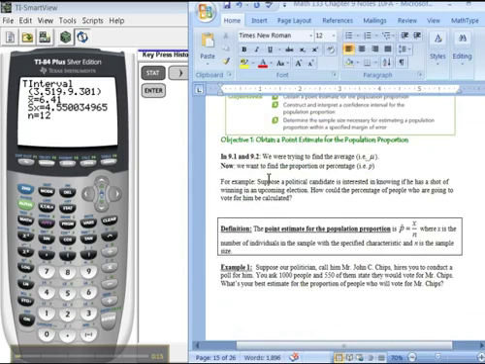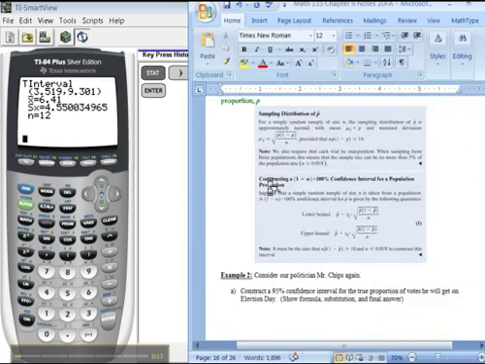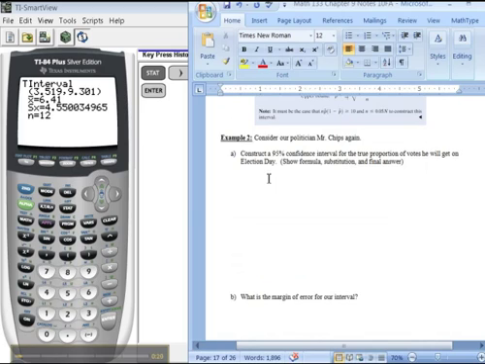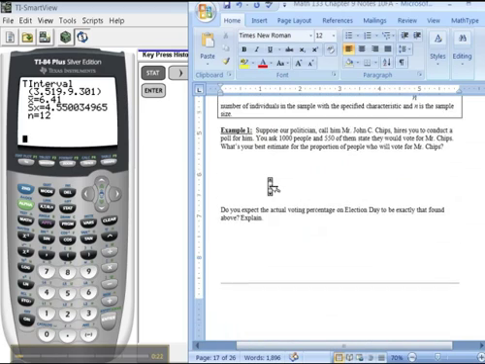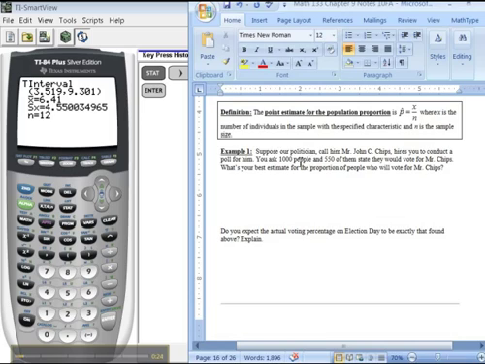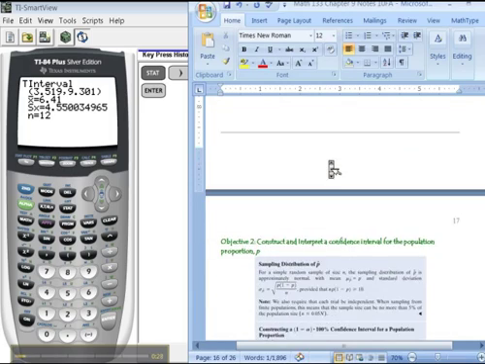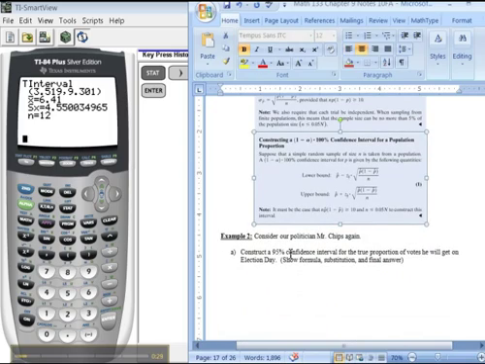We need to find the confidence interval for proportions. So let's see. We've got a politician, Mr. John C. Chips. We go out and ask 1,000 people, 550 say they're going to vote for him. We need to construct a 95% confidence interval.